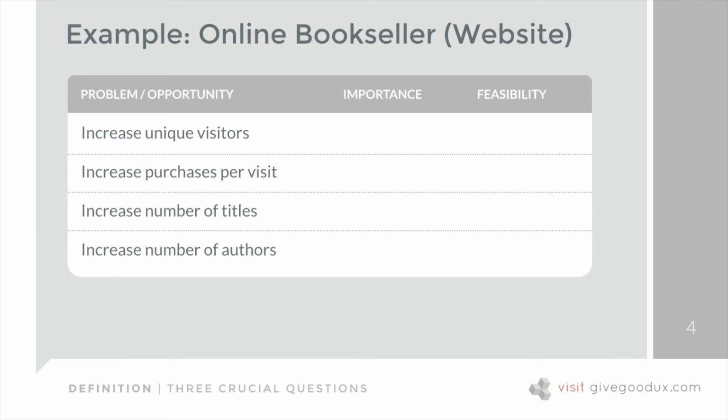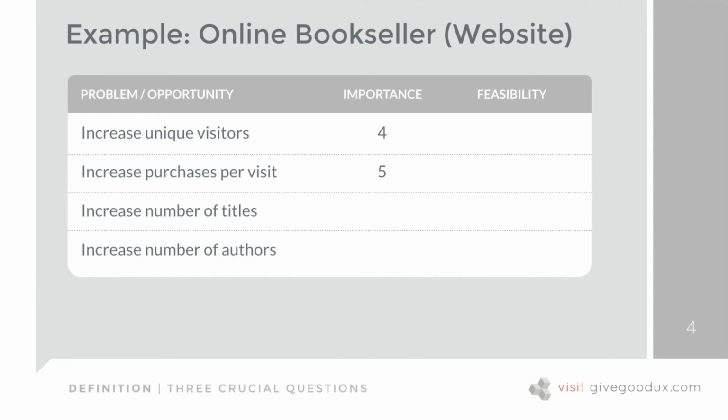Increase the number of unique visitors. That's pretty important, because with more volume, the odds are that you're going to get more sales. So I'm going to give that a 4. Increase purchases per visit. If we could make that happen with the current volume that we have now, that would be awesome. If we can get our current customers to buy more, that's like low-hanging fruit. So I'm going to give that a 5.